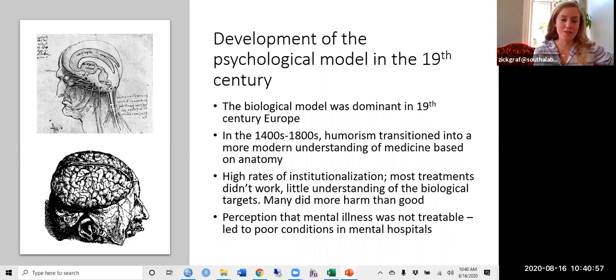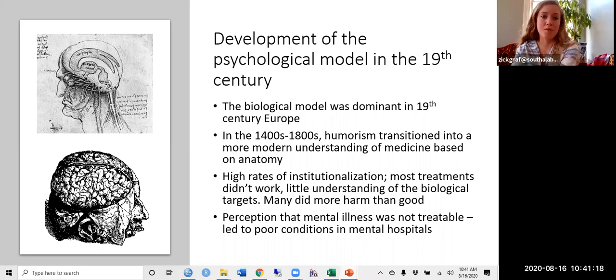Whereas historically in Europe and America, people with mental illness lived at home and were taken care of by their families, during the Industrial Revolution and by the 19th century, most family members, including women, were working either in the house or outside the house, and weren't able to take care of family members who couldn't take care of themselves.